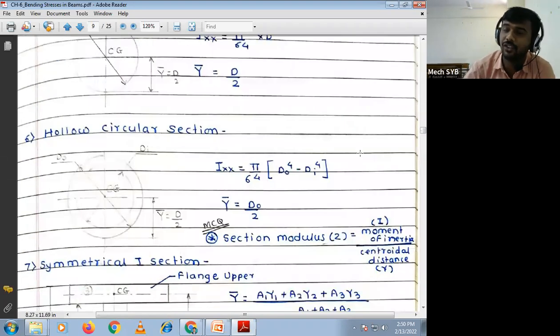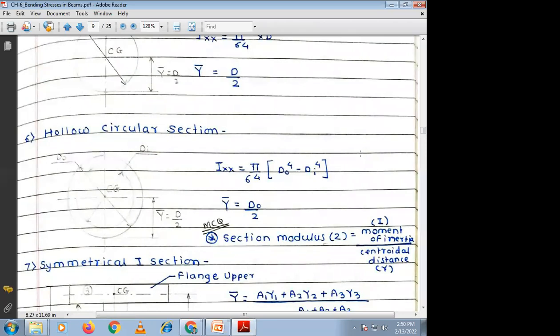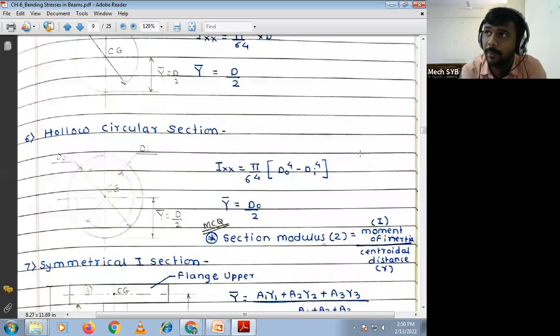And the y bar distance is equal to सगळ्यात मोठं vertical distance कुठला असणार आहे? DO असणार का DI असणार आहे? DO. त्यामुळे y bar is equal to DO divided by 2. Y bar means CG, and how it is represented on the figure you can see. Because hollow circular section is also symmetrical about x axis, त्यामुळे त्याचा CG बरोबर सेंटरला कॉन्सन्ट्रेट होतोय. म्हणूनच आपण y bar is equal to capital DO divided by 2 we have written like this.